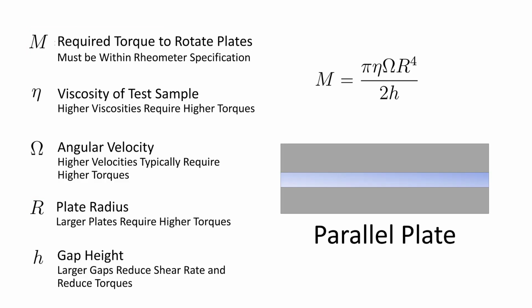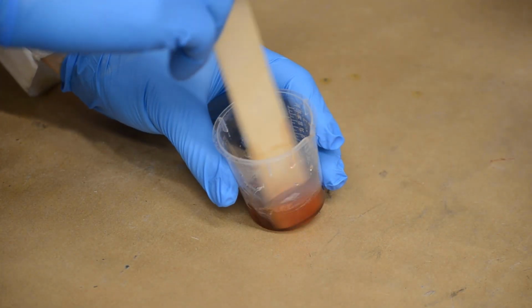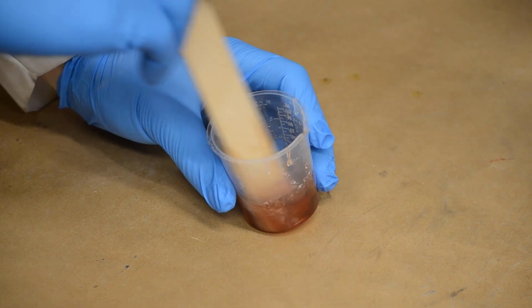Approximate calculations can be used to estimate which measurement system may be appropriate for a given test, but it may be an iterative process to select the most appropriate measurement system for a sample. We will select a measurement system for testing a resin sample shortly.